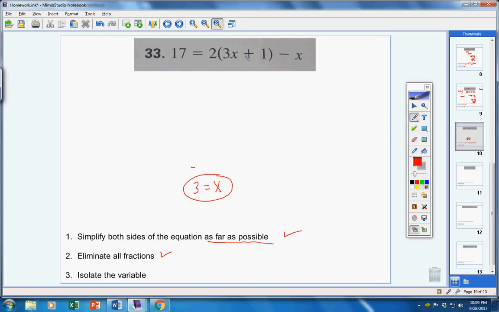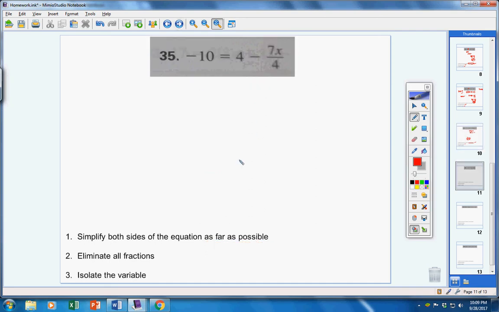3 times 3 is 9, plus 1 is 10. So 2 parentheses 10 minus x, or minus 3. There it is. 20 minus 3, 17. Checks. Alright, number 35. Step 1.